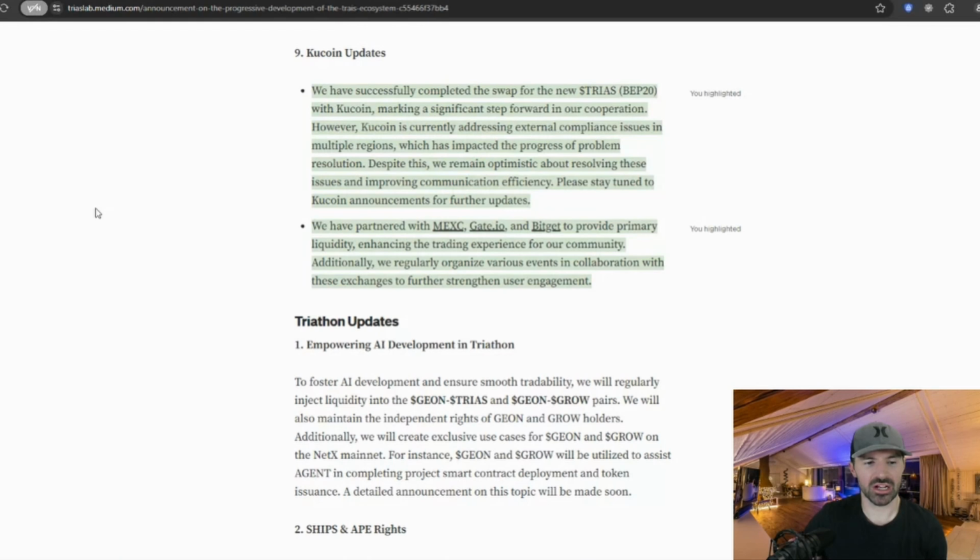Additionally, we regularly organize various events in collaboration with these exchanges to further strengthen user engagement.